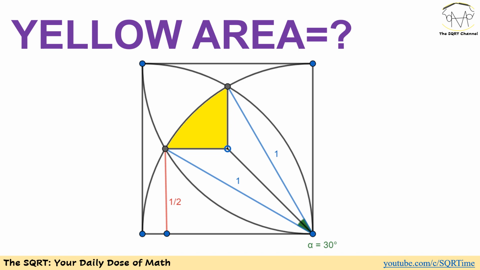The blue lines are each 1 unit and the red line is half a unit. We also know that the point that we have here in the middle of the circles and also in the middle of the square is basically the center of this square. The last thing that we are given is the angle that we have here between two blue lines is basically 30 degrees. With all these, we're going to find the yellow area here.